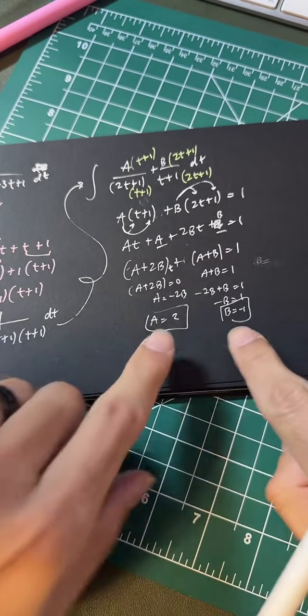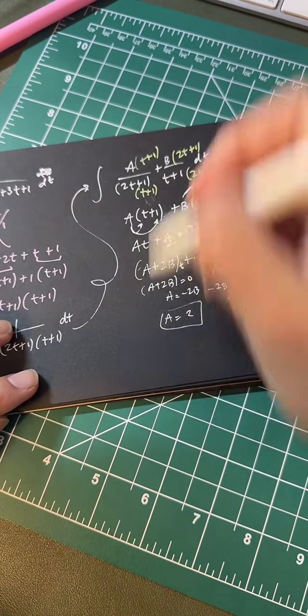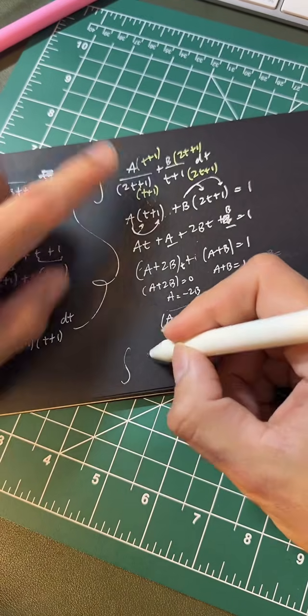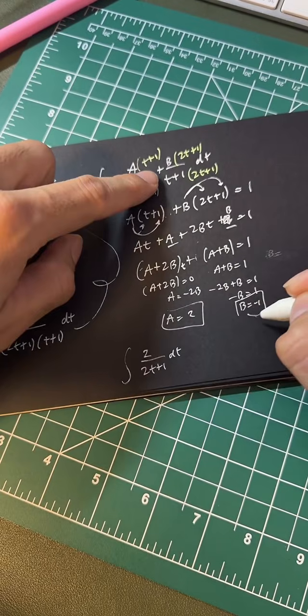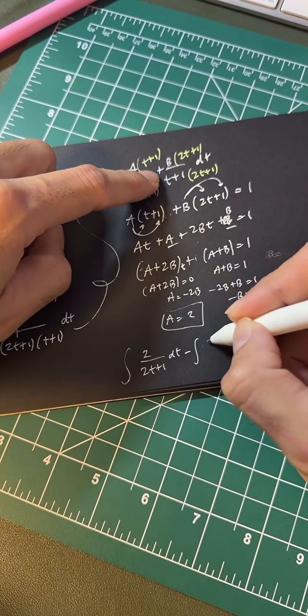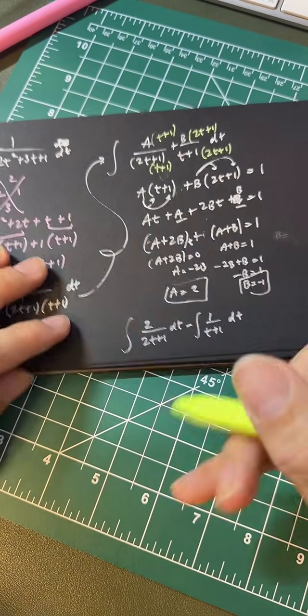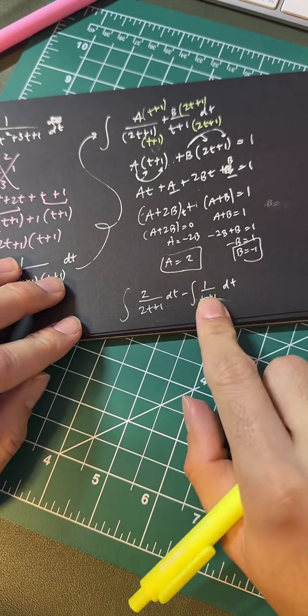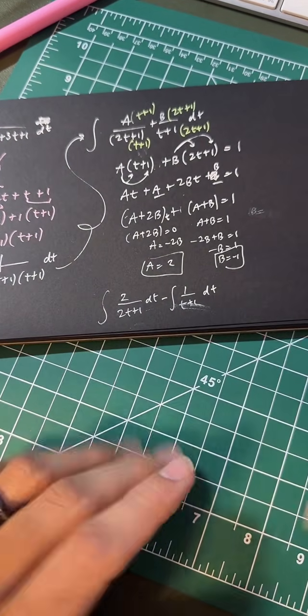So we found the values. We found the value of a, we found the value of b, so we're going to plug that in up here. So we have the integral of the a value, which is 2 over 2t plus 1 dt, and then the b is negative 1, so negative integral of 1 over t plus 1 dt. Okay, from here I trust that you can do u substitution. I'm hoping that at this point, if we're doing partial fraction decomposition, you could do that.